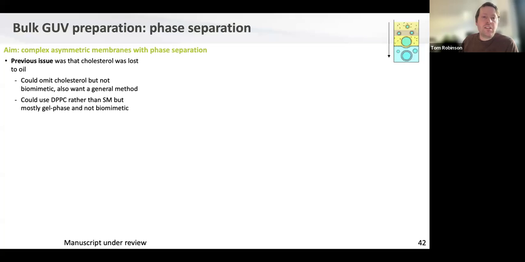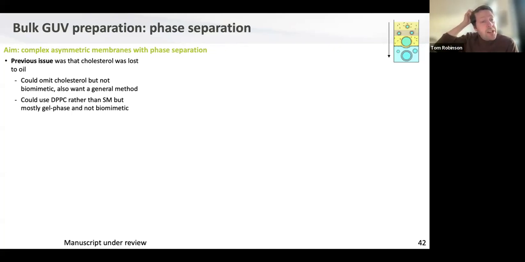And the main issue is that cholesterol, which you often need in the membrane to induce phase separation, is lost to the mineral oil phase. So we could get rid of the cholesterol and ignore it, but it's not particularly biomimetic. And we want a more general method that everybody could use. This is not published yet, so it's under review. So hopefully soon you will be able to use this.